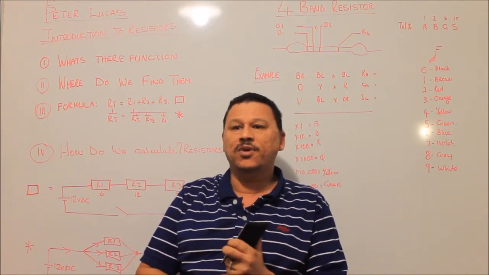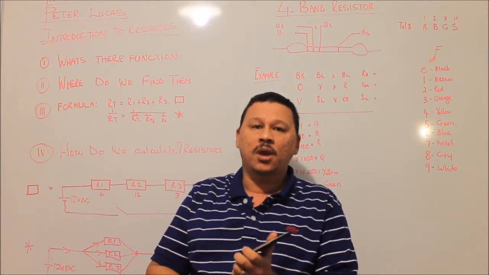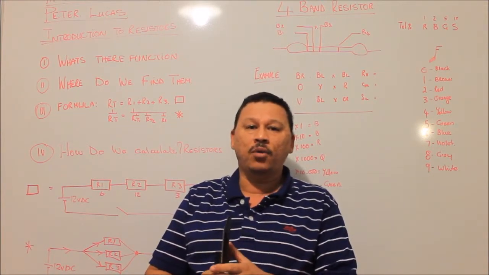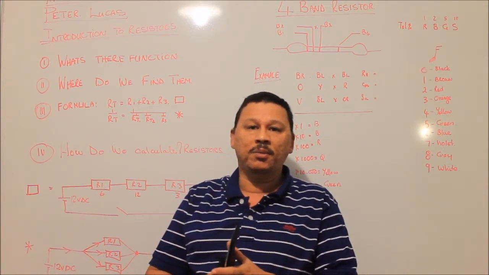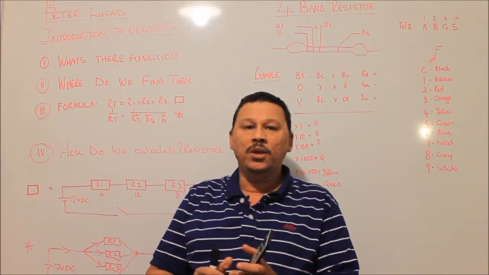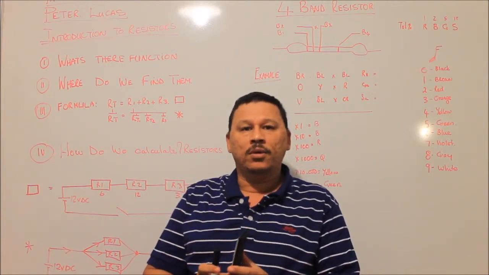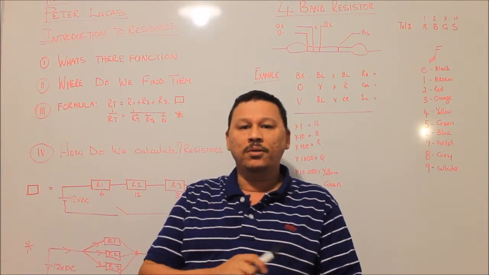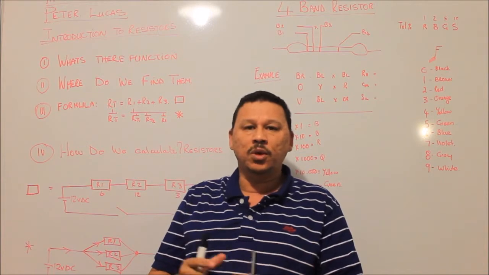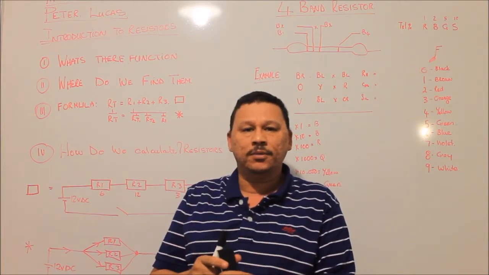What is the resistor's function? The main function for resistors is to impede the flow of electric current. This basically means, in layman's terms, that we need to restrain the flow of electric current. So when current flows through a circuit, we use a resistor to stop it from going faster.